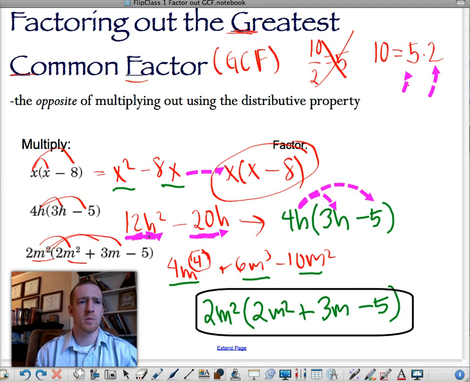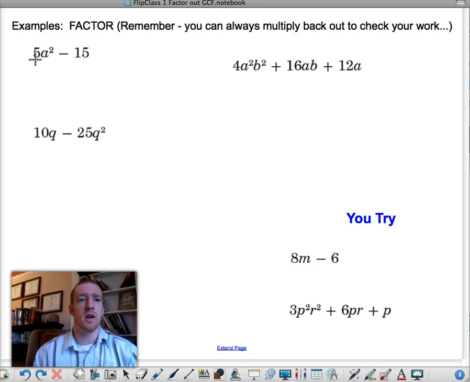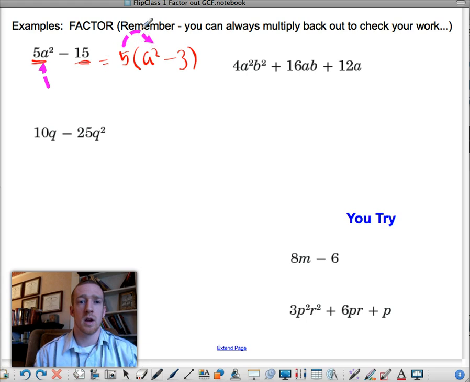Alright, let's do a couple more examples. Now, what can I divide out of a 5a squared and a 15? Well, I can clearly divide a 5 out of each, and that's it. Since this doesn't have a variable, there's no way to divide an a out evenly. So I just divide a 5 out of each, or unmultiply, and that gives me a squared minus 15 divided by 5 is 3. Do a quick mental check. 5 times a squared is 5a squared, and 5 times negative 3 is negative 15.